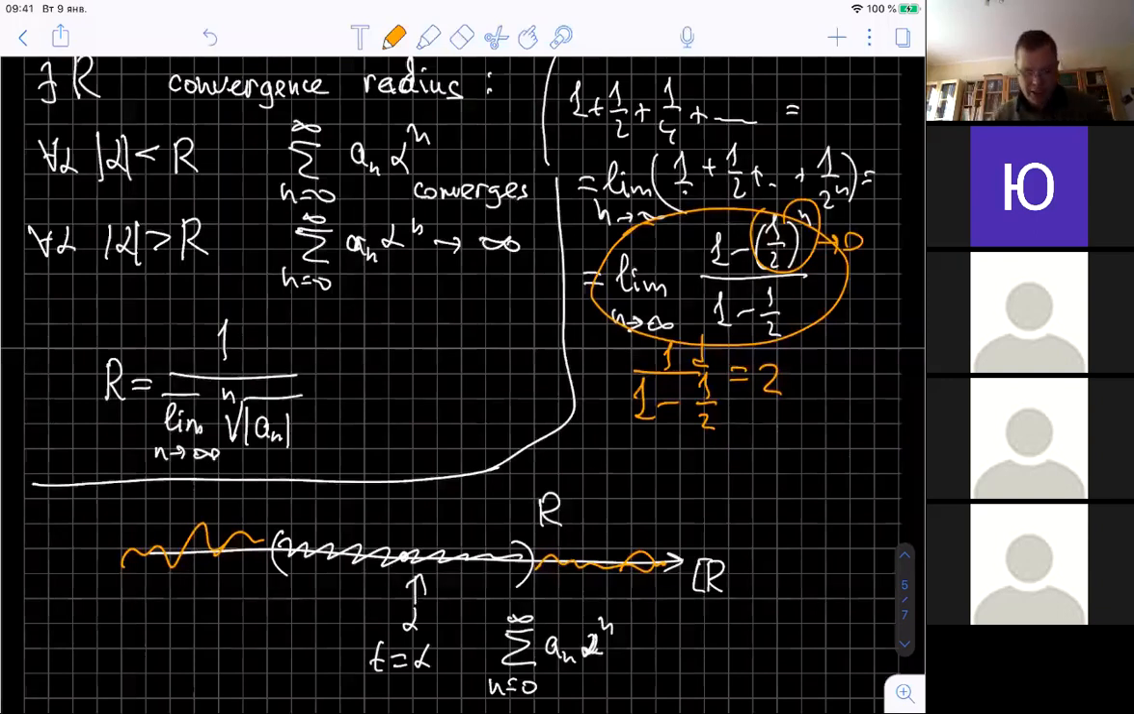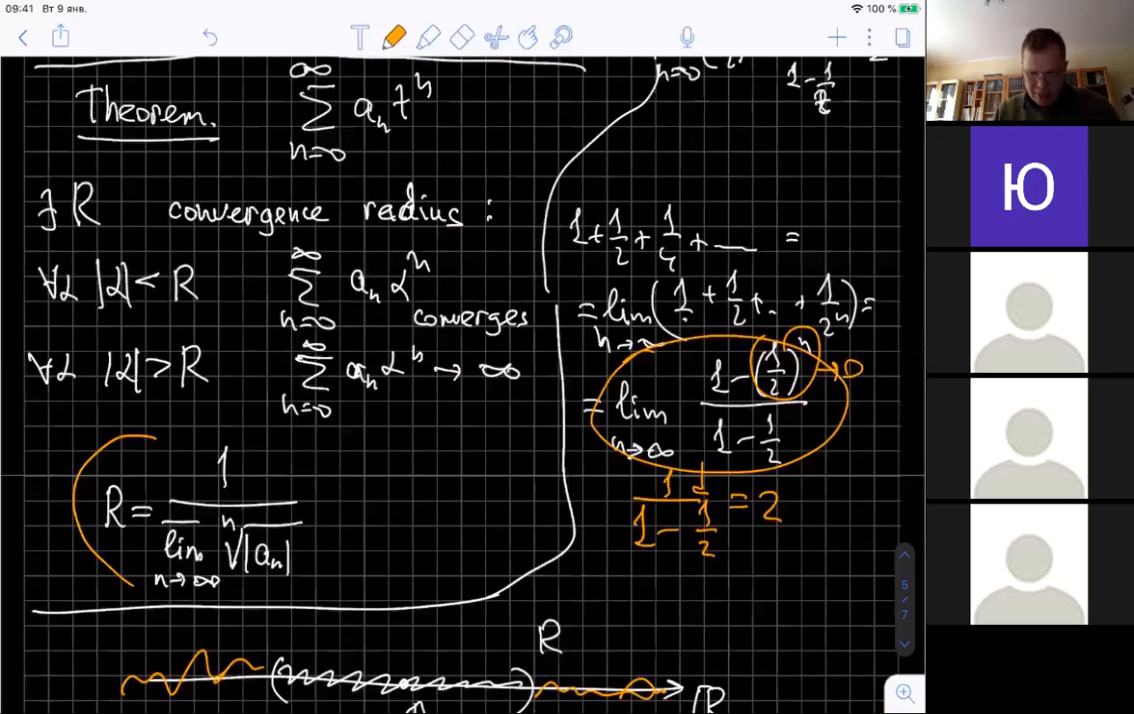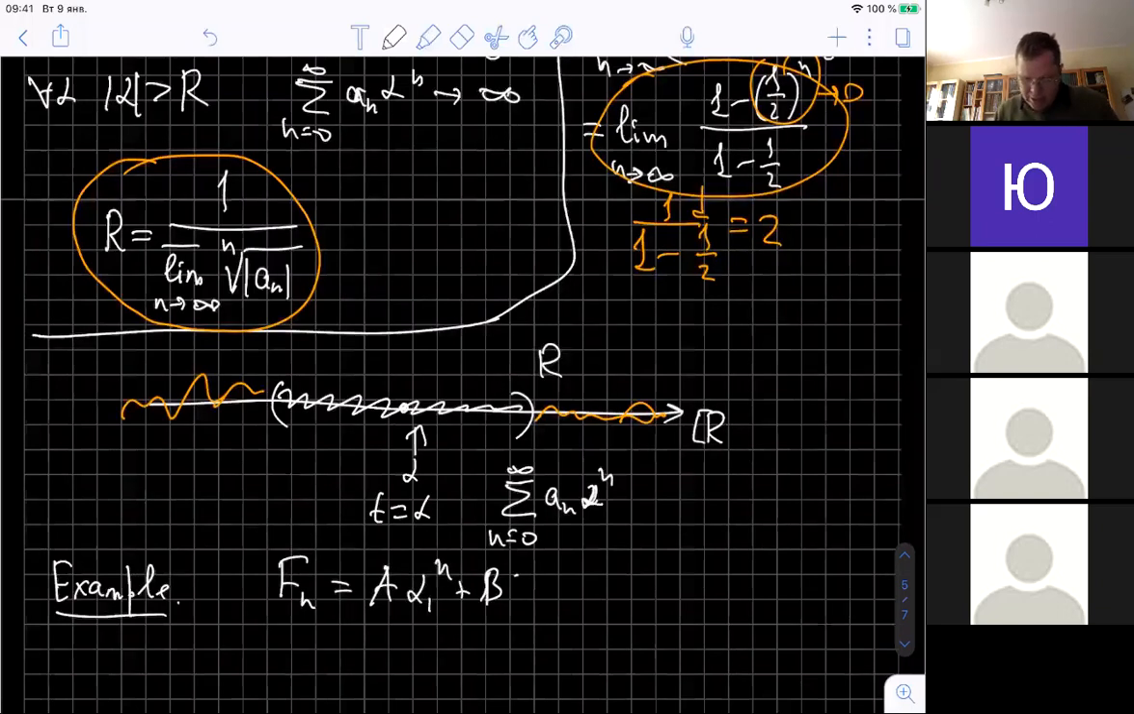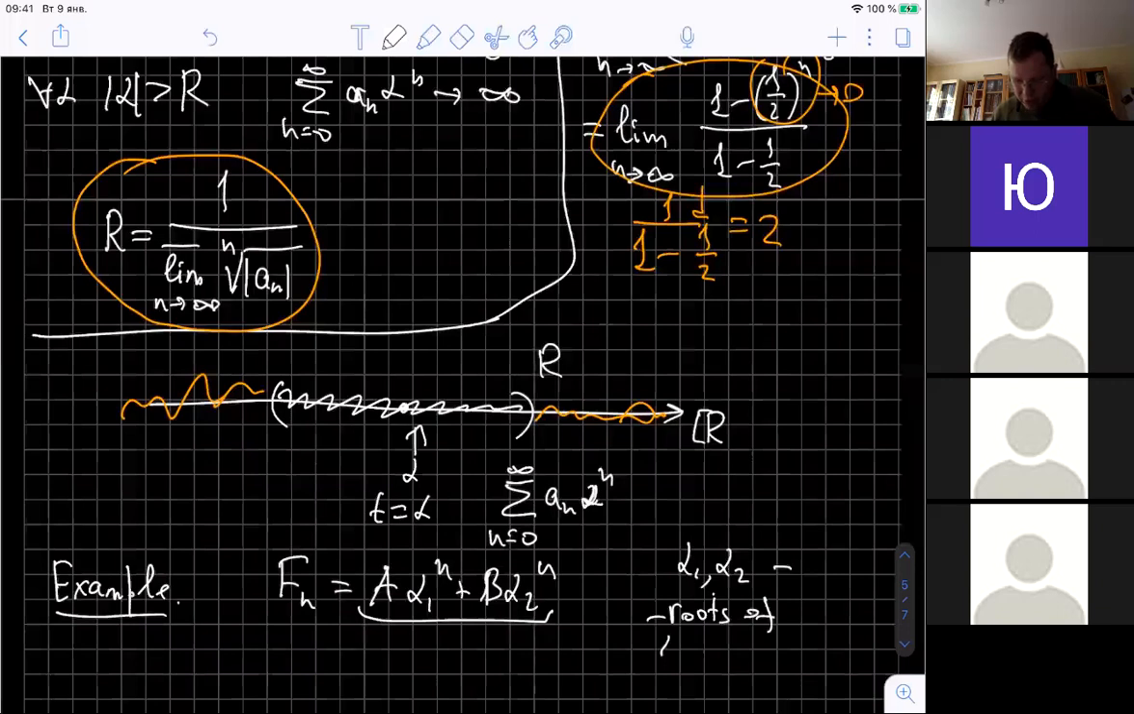Okay, so for example, if you take this formula, maybe it looks a little hard, but I will give you an example. I think we can go to the next concept. So, for example, if you have Fibonacci numbers, we know that we can write them as the sum of two geometric progressions, where alpha 1 and alpha 2 are the roots of the polynomial 1 minus t minus t squared.